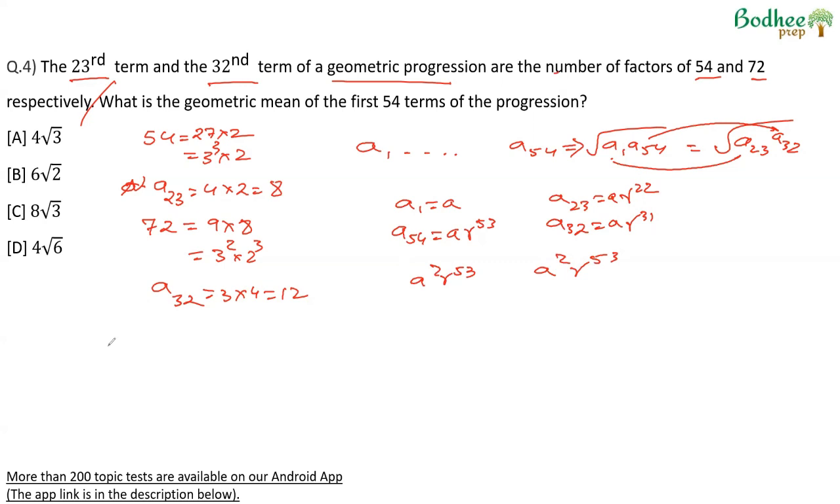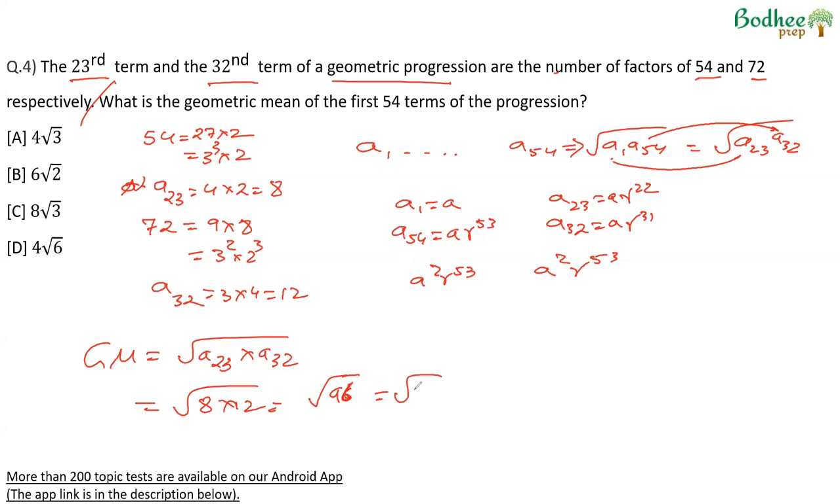And therefore, the geometric mean of the entire thing will be nothing but root of the product of the 23rd and the 32nd term, which is root of 8 into 12, which is root of 96. 96 can be written as 16 into 6. Root 16 is 4, so it is 4 root 6. Option D becomes my answer.